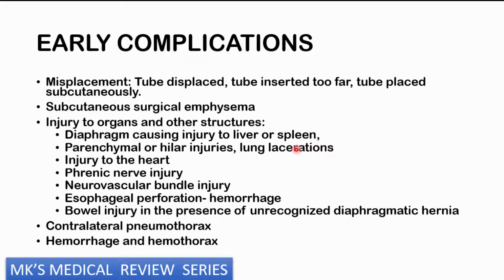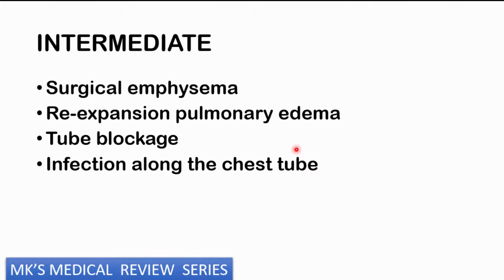You can also cause subcutaneous surgical emphysema. You can have injury to organs and other structures such as the diaphragm, causing injury to the liver or the spleen. You may injure the lung. You may have pulmonary or lung lacerations. You may have parenchymal or hilar injuries. You may have injuries to the heart. You may have injuries to the phrenic nerve, injury to the neurovascular bundle, esophageal perforation. That's obviously going to lead to hemorrhage. You may have bowel injury in the presence of unrecognized diaphragmatic hernias. You may also have contralateral pneumothorax, hemorrhage, as well as hemothorax.